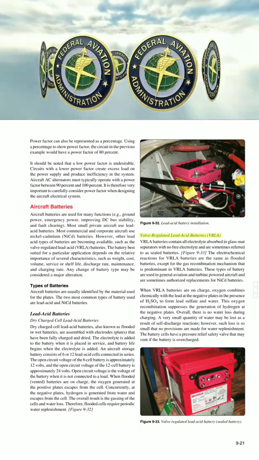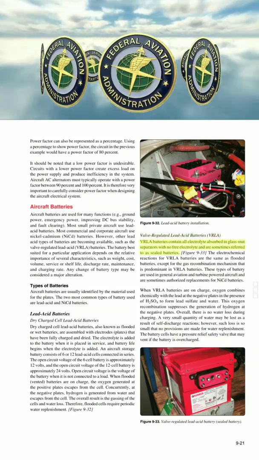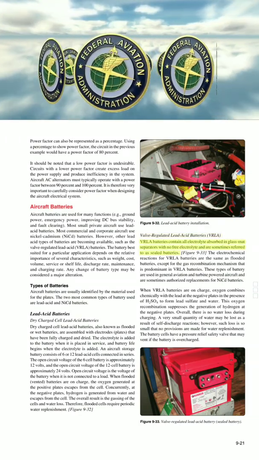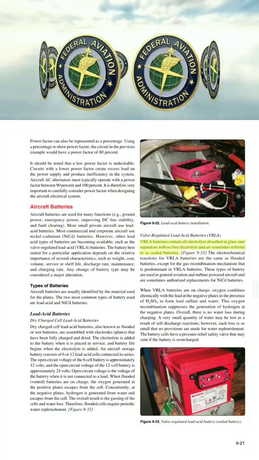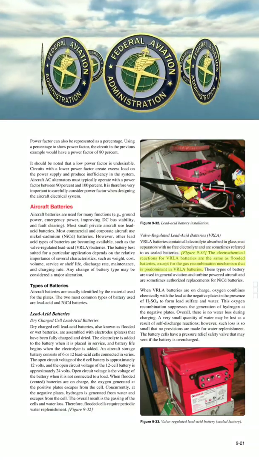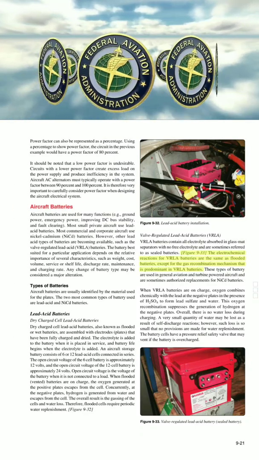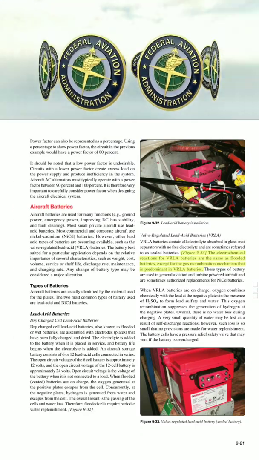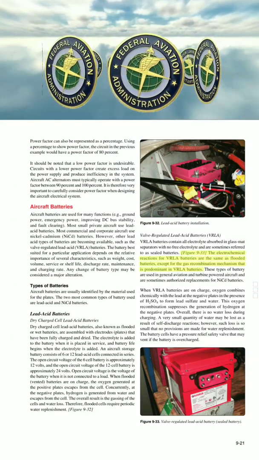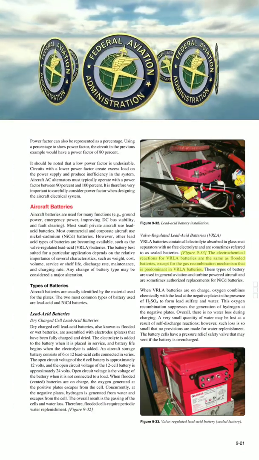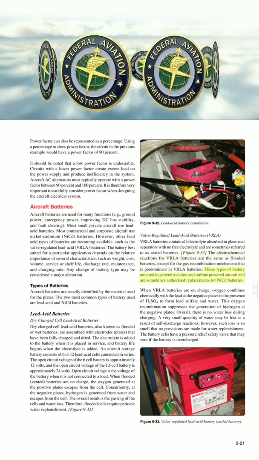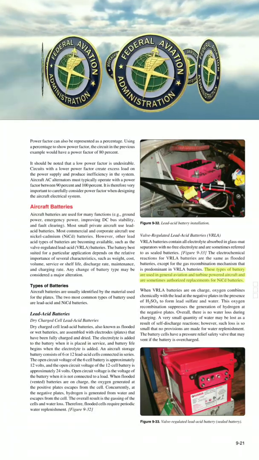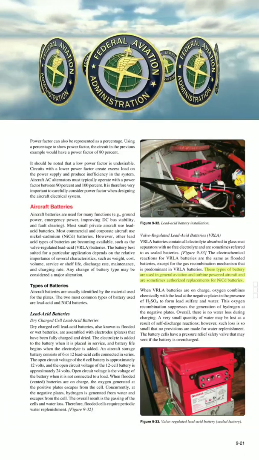Valve-regulated lead-acid batteries, VRLA. VRLA batteries contain all electrolyte absorbed in glass mat separators with no free electrolyte, and are sometimes referred to as sealed batteries. Figure 9-33. The electrochemical reactions for VRLA batteries are the same as flooded batteries, except for the gas recombination mechanism that is predominant in VRLA batteries. These types of battery are used in general aviation and turbine-powered aircraft, and are sometimes authorized replacements for NiC batteries.